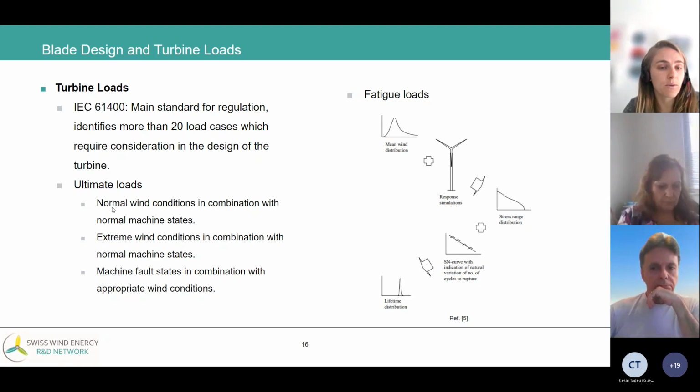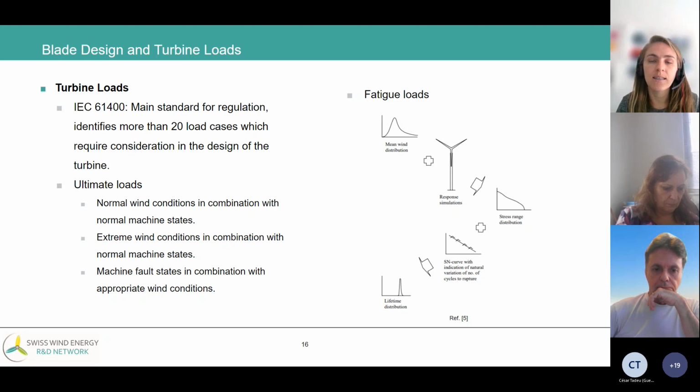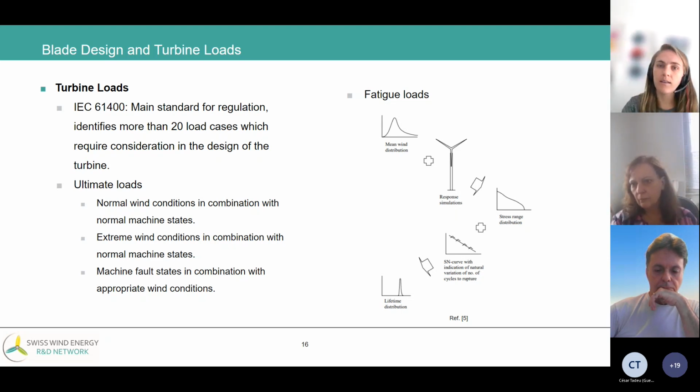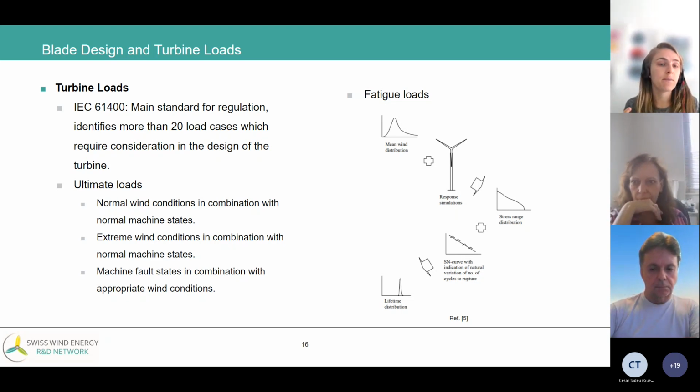So we have normal conditions: operation, stop, start of the turbine. Then we have extreme wind conditions. And what is this? It's cases, for example, in which you have 8 meters per second, a very normal situation, and then your wind goes up to 30 meters per second. And then your turbine needs to be projected for situations like this.